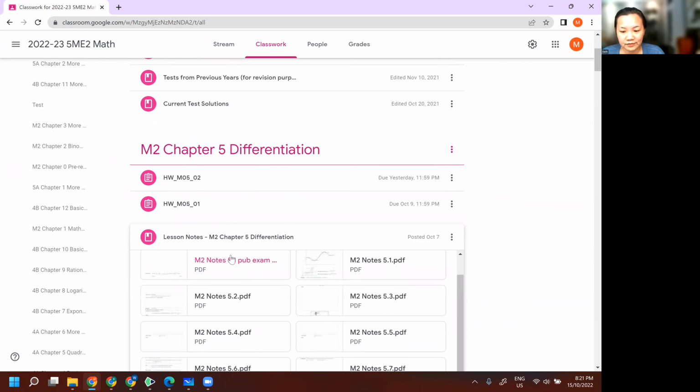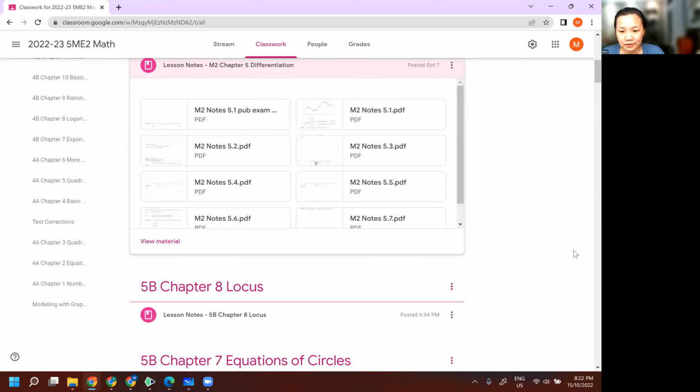Differentiation, the first file. This one is 5.1, 0.2, 0.3, 0.2, 0.7, but there's a separate file, public exam questions. It's not a public exam about the whole chapter. It's just about the first principles. Let's look at them.